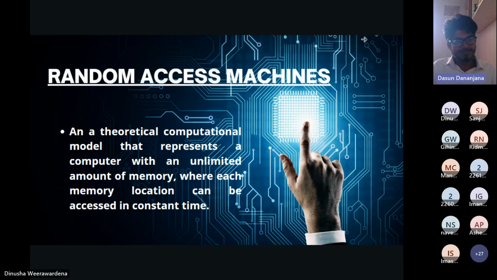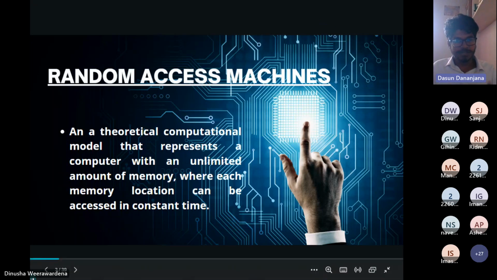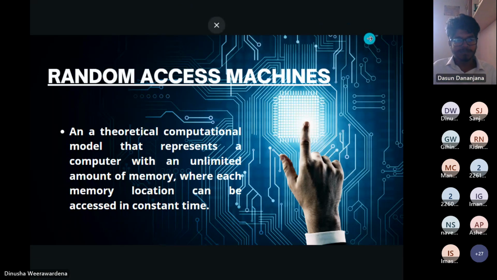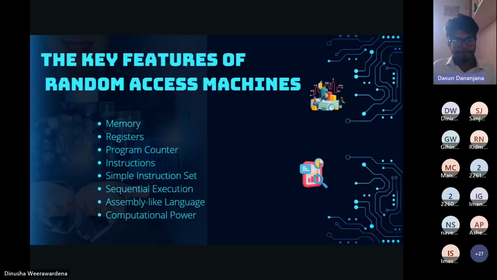Okay, random access machines. So what are exactly random access machines? RAMs are abstract computational models that represent simplified computer architectures. They are a theoretical framework used in computer science to analyze the efficiency and complexity of algorithms. So let's talk about some key features of random access machines. Next slide. Okay, key features of random access machines. As you can see in this slide, we can see memory, registers, program counter, instructions, simple instruction set, sequential execution, assembly-like language, computational power. Let's talk about these components in brief.